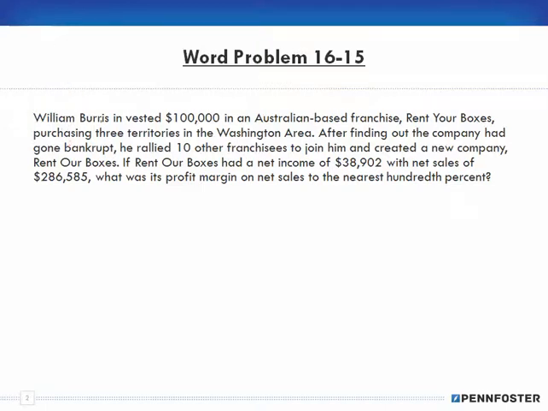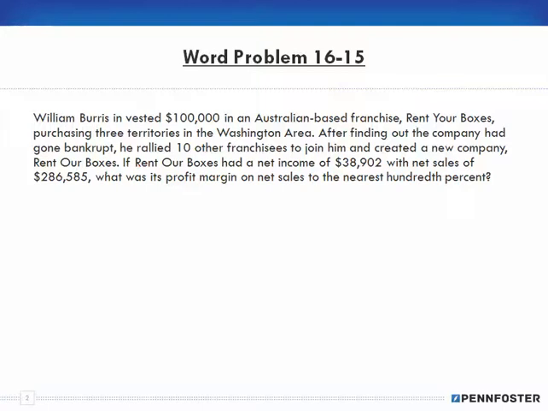So it says here, William Burris invested $100,000 in an Australian-based franchise, Rent Your Boxes, purchasing 3 territories in the Washington area. After finding out the company had gone bankrupt, he rallied 10 other franchisees to join him and create a new company, Rent Our Boxes. If Rent Our Boxes had a net income of $38,902 with net sales of $286,585, what was its profit margin on net sales to the nearest 100%?